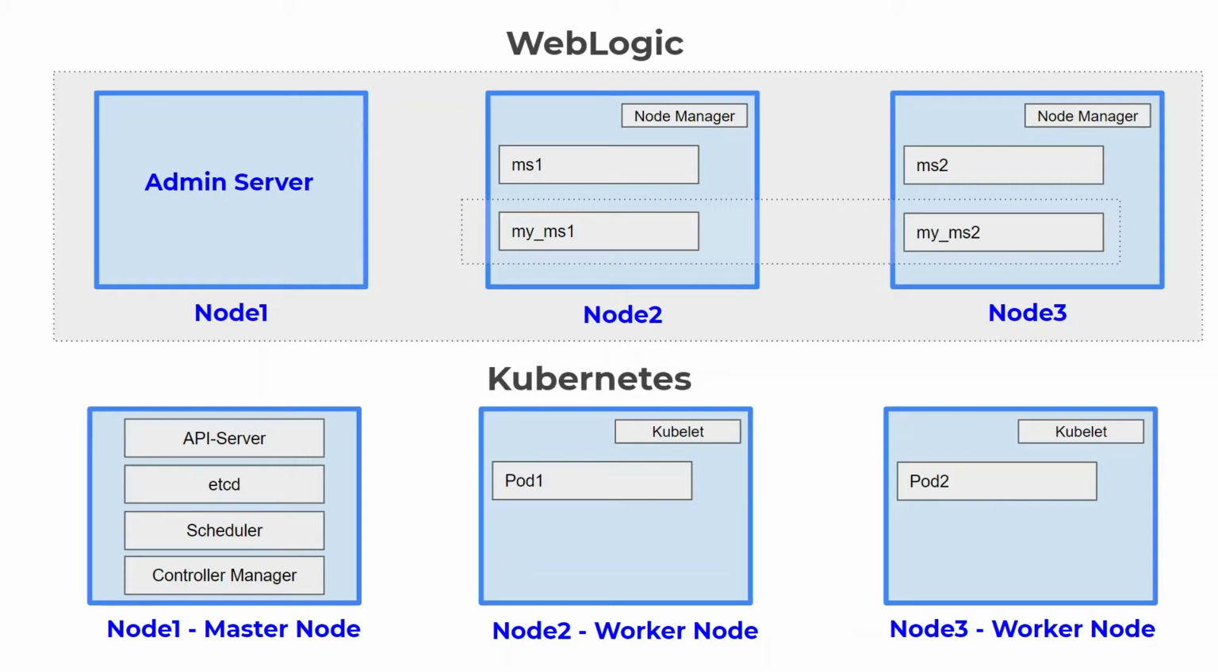Similar to WebLogic, we can have independent pods, or we can have pods that are part of a replica set. You can think of a replica set as being similar to a WebLogic cluster. This covers the similarities between WebLogic and Kubernetes architecture. Let's discuss the differences now.